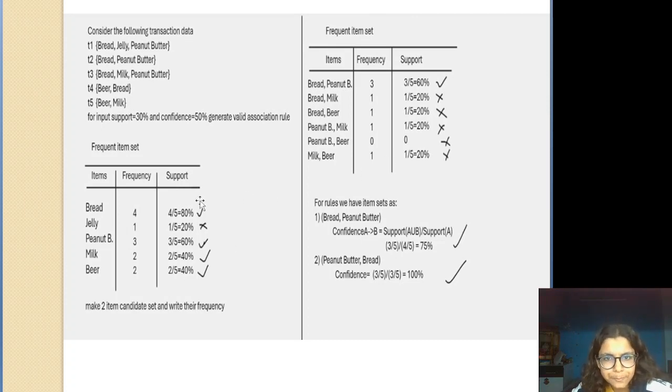As you can see, any support that is less than 30 is not counted. You can see a little cross here. Any support which is less than 30 is not considered. So we would take only the 80, 60, 40, and 40 ones. We would not take 20 as it is less than 30. That is the input support.